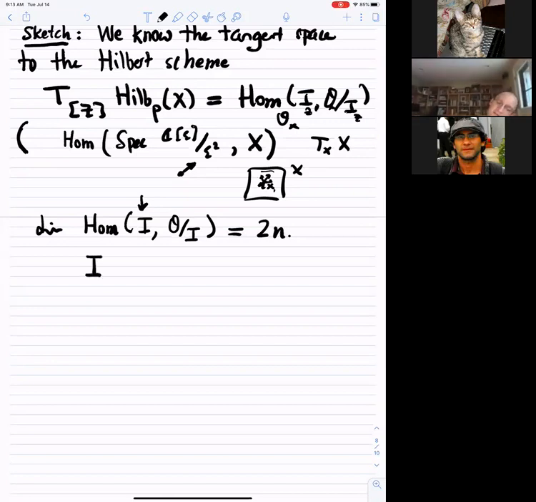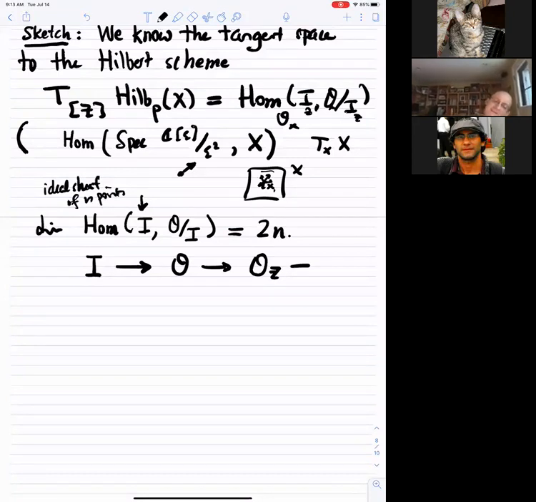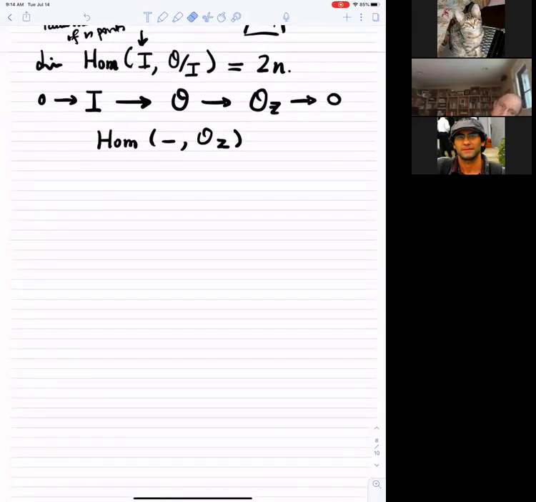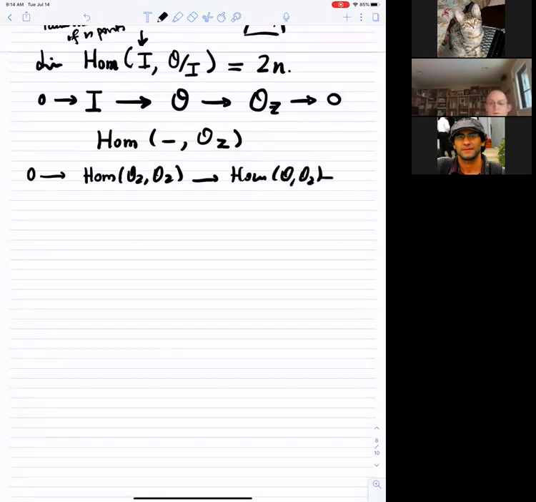You have the standard exact sequence: the ideal sits in the structure sheaf, and then you get O_Z. Here we are back to I being the ideal sheaf of n points, with Hilbert polynomial equal to n. What we apply is Hom(-, O_Z). If you do that, you have a long exact sequence associated to this. So you get 0 goes to Hom(O_Z, O_Z), goes to Hom(O, O_Z), goes to the thing we want to understand.